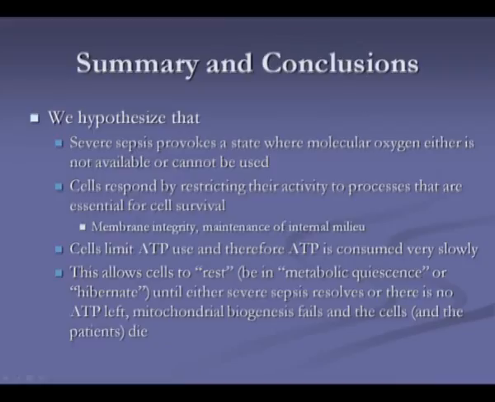So we've hypothesized that severe sepsis provokes a state where molecular oxygen either is not available or can't be used. Cells respond by restricting activity to processes that are essential for survival: membrane integrity, maintenance of the internal milieu. They limit ATP use, and therefore ATP is consumed very slowly. This allows cells to rest, to be in metabolic quiescence, or to hibernate, until either severe sepsis resolves or there's no ATP left. And when there's no ATP left, mitochondrial biogenesis fails in the cell, and the patients ultimately die.